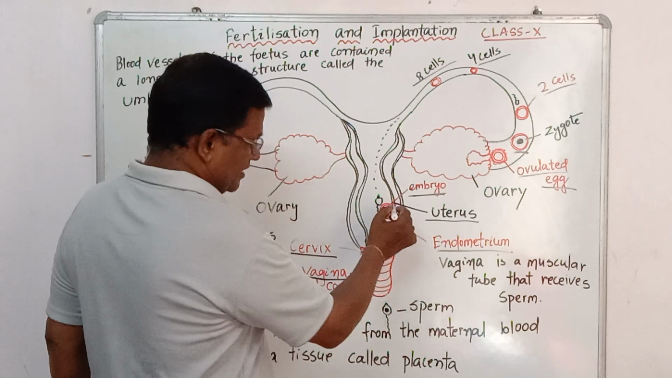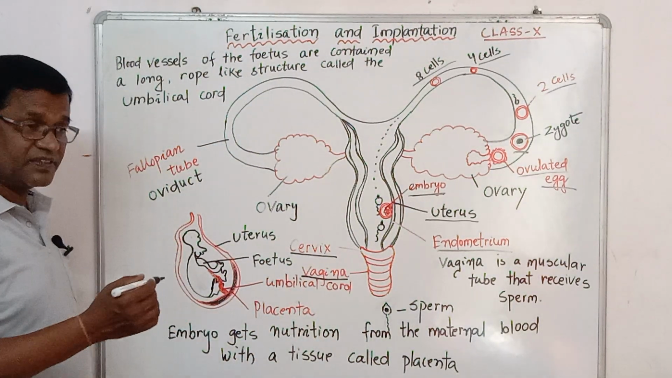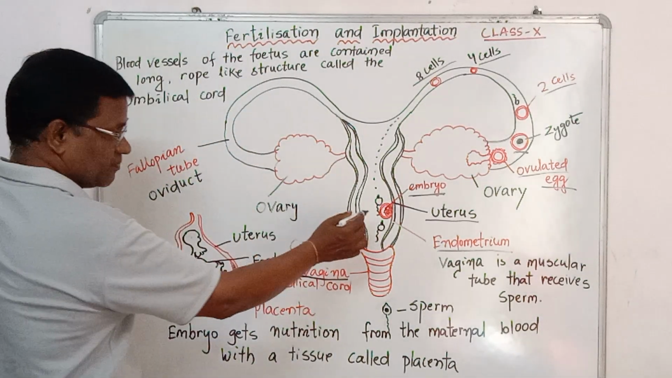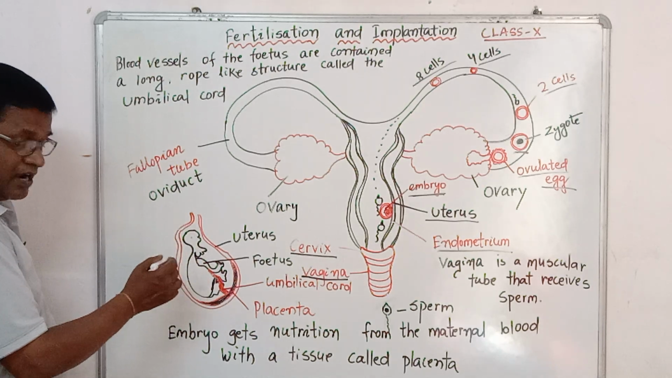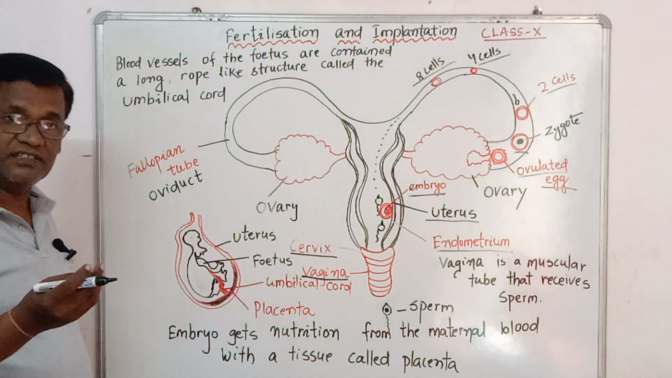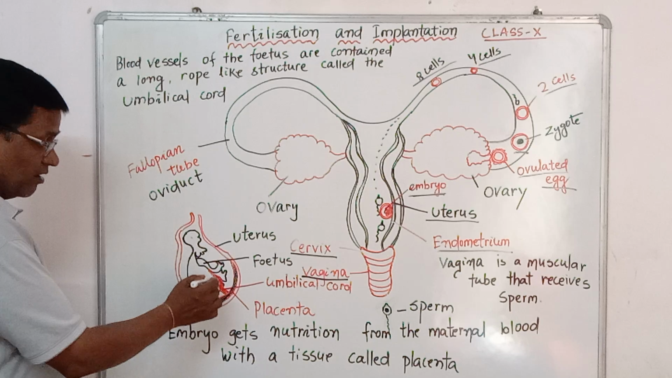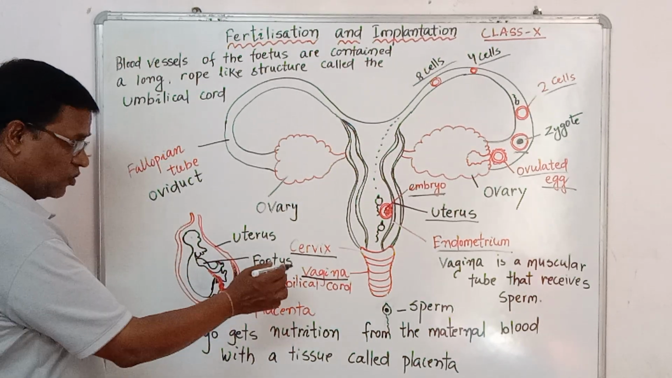Where is it? Here it will develop. In this diagram, it is here that I mentioned. After that, what will happen? The embryo will slowly develop. You see, here it is a very small embryo now. Here the placenta is fully developed. The placenta also has blood vessels, like the artery and vein. This makes a rope-like structure, and this rope-like structure is called the umbilical cord.